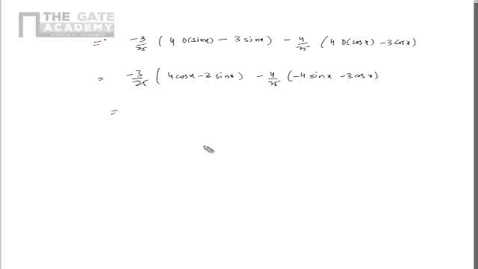what will you get? Taking 1 by 25 common, you'll get minus 12 cos x plus 9 sin x plus 16 sin x plus 12 cos x. So the cos x terms get cancelled out, and you will get 20. So basically you will get sin x. To be simple, you'll get sin x.